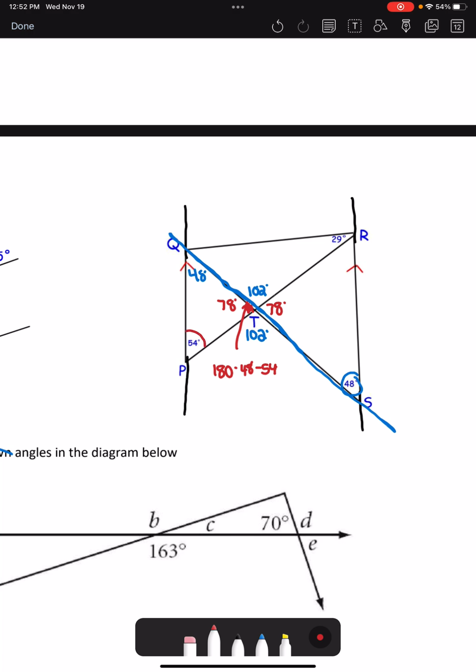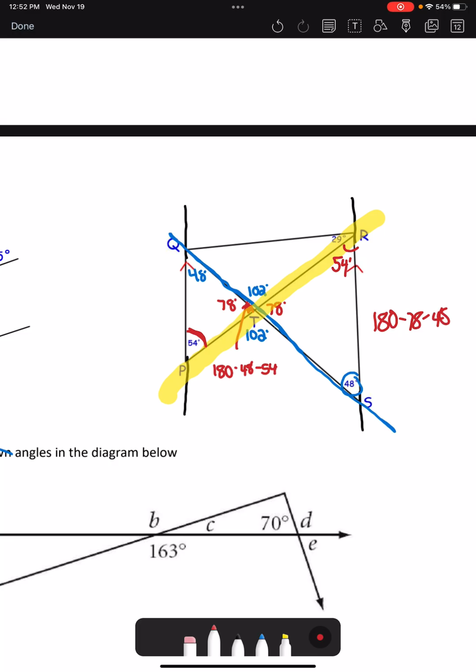You also might notice, hey, if I were to highlight this other transversal, I can see that if this is 54, the alternate interior angle would be on that side. If you didn't see that, you could also see the triangle and go 180 minus 78 minus 48. That would also give you that 54 degrees right there.